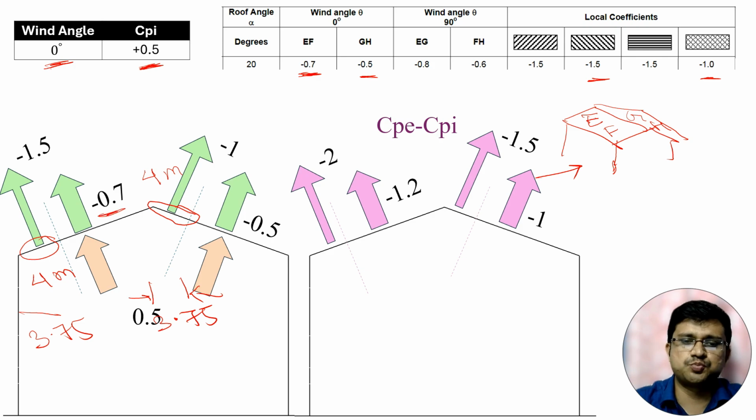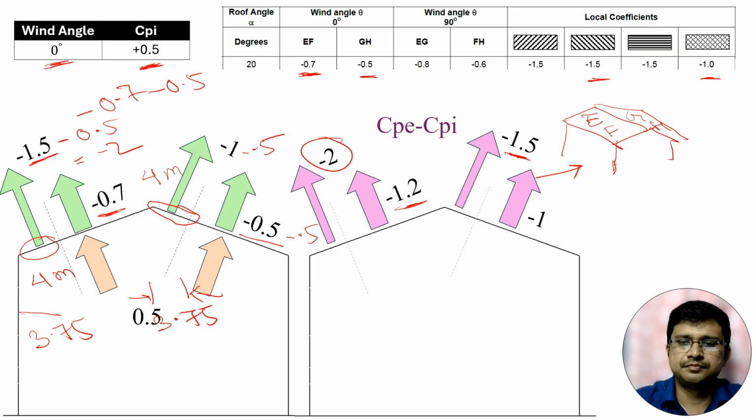For this phase, minus 0.7 minus 0.5, so minus 1.2. Minus 1.5 minus 0.5, it will be minus 2. Minus 1 minus 0.5, it will be minus 1.5. And minus 0.5 minus 0.5, it is minus 1. So actually all these are suction.